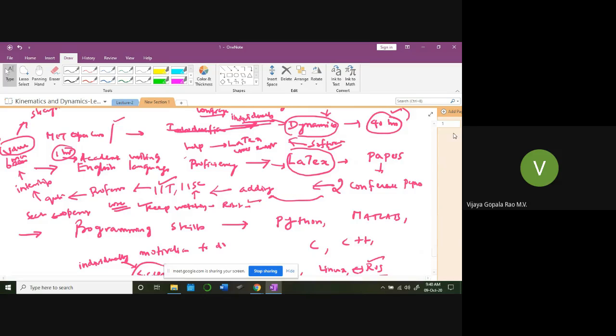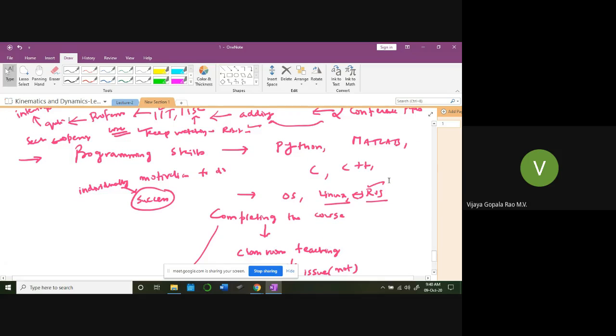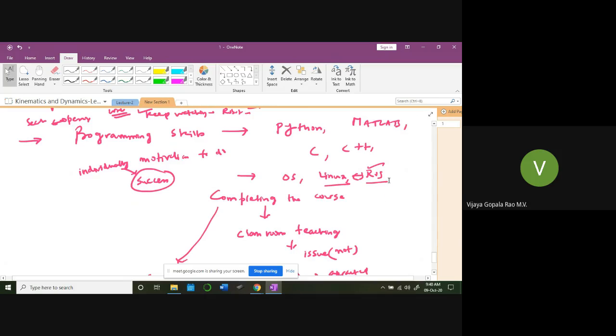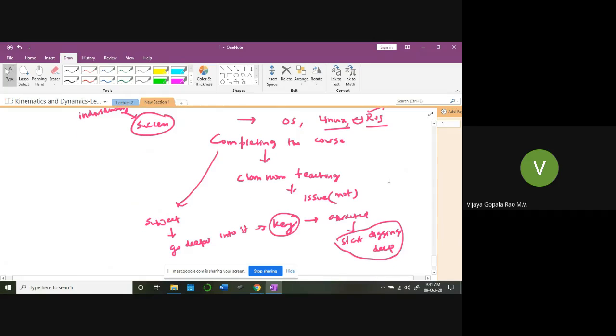Good programming skills are required, and recommended programming languages are Python, MATLAB, C, and C++. Also a good understanding of ROS, Linux, and the basics of different operating systems. Particularly ROS will help us in the robotics field.